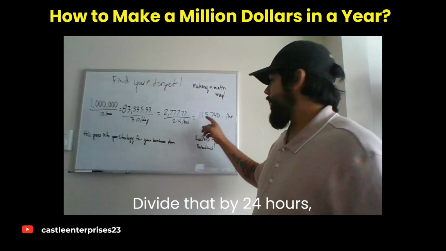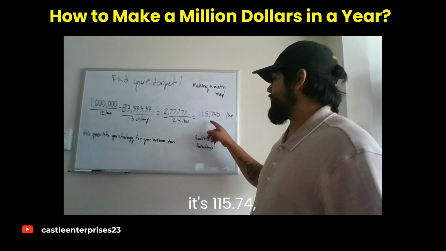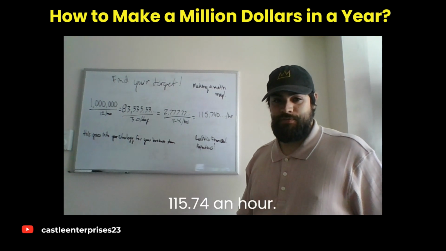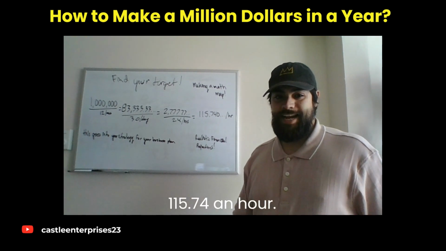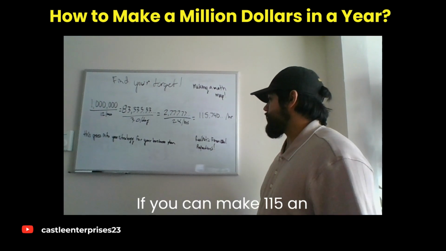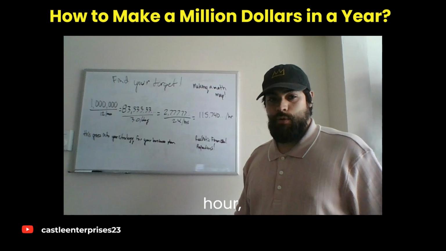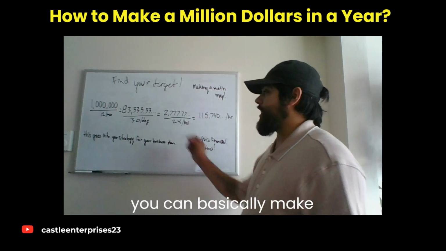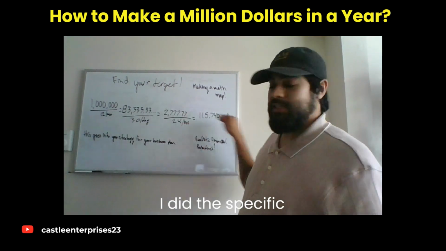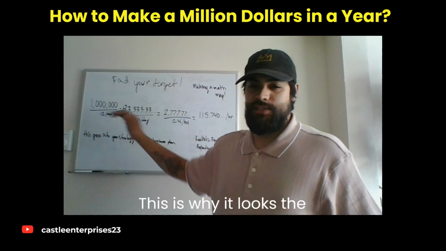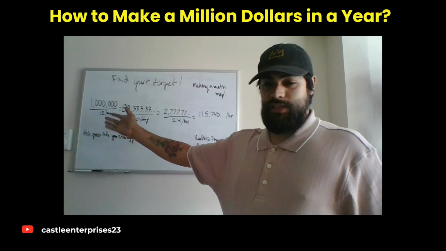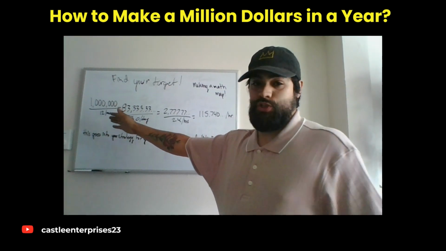Divide that by 24 hours. It's $115.74. $115.74 an hour. If you can make $115 an hour, you can basically make $98,000. Okay? I did the specific numbers, so it met up to a million. This is why it looks the way it does. Okay? But if this is what you want, this is what you have to do.